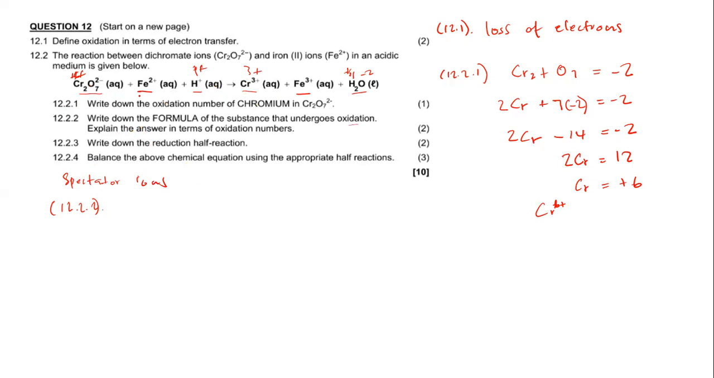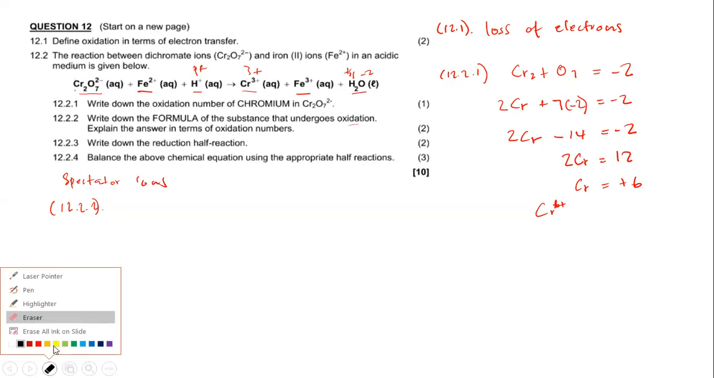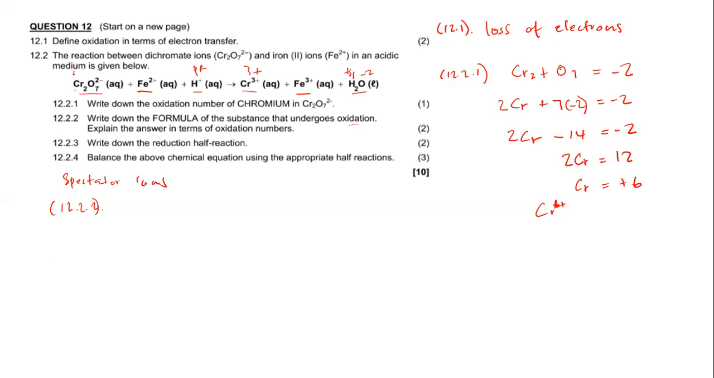Now, let's talk about Cr and Fe. Cr, here we said it's 6 plus. We say in Cr, it's 6 plus. So now, Cr to Cr, what happened to the oxidation number? The oxidation number decreased. The oxidation number went down.